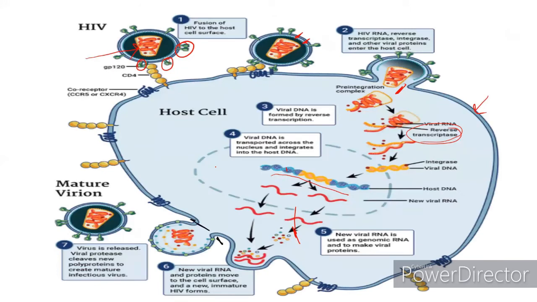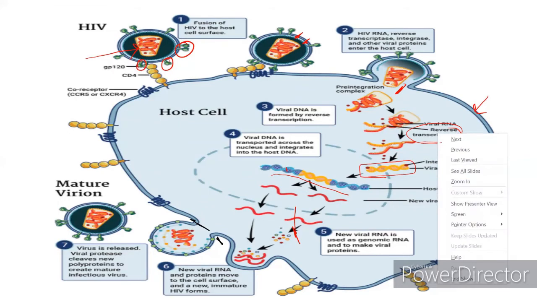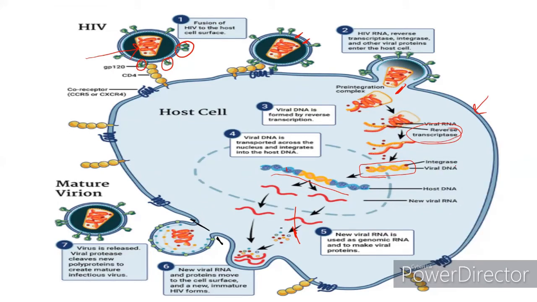So here, the RNA genome has to be converted to DNA. Now it has become the viral DNA with the help of an enzyme called reverse transcriptase, and then there is an enzyme called integrase which helps in the integration of viral DNA into the host cell DNA. The host cell DNA here is in blue color and the viral DNA here is in yellow color. So it gets incorporated with the help of an enzyme called integrase. I mentioned three enzymes: reverse transcriptase, integrase, and protease.